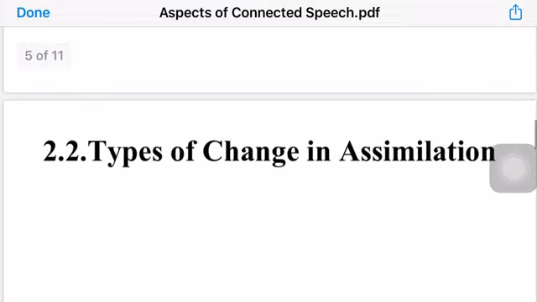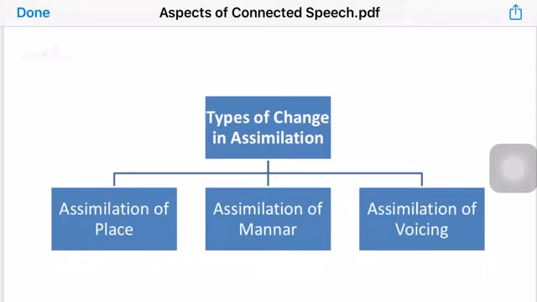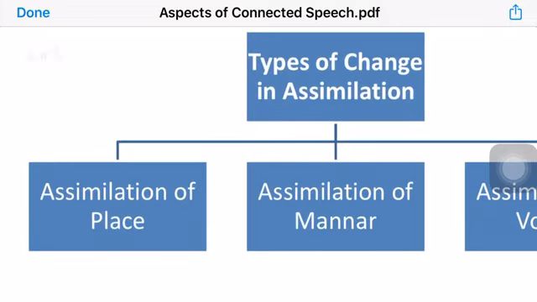We also talked about types of change in assimilation, and we saw there are three different types: assimilation of place of articulation, assimilation of manner of articulation, and assimilation of voicing. We only talked about assimilation of place. We saw several cases. You don't need to memorize all of them. You only need to know a single example to use in a potential question that would be exemplify an example of assimilation of place. And this example would be something like good boy. Good boy becomes good boy.